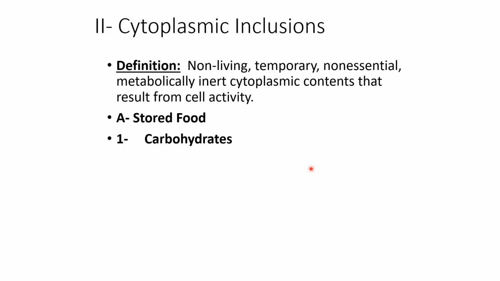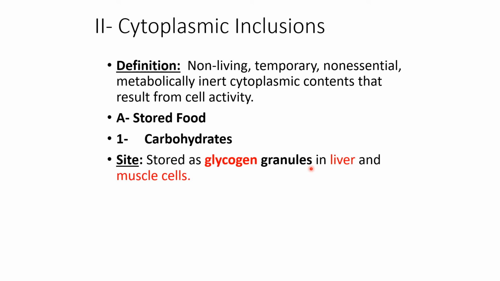Stored food might be carbohydrates, and this will be in the form of glycogen, and it will be stored in the liver and the muscle. Why? Because the liver and the muscle are very active. When energy is needed, this glycogen will be broken down to glucose, and the glucose will be oxidized by the mitochondria forming ATP.